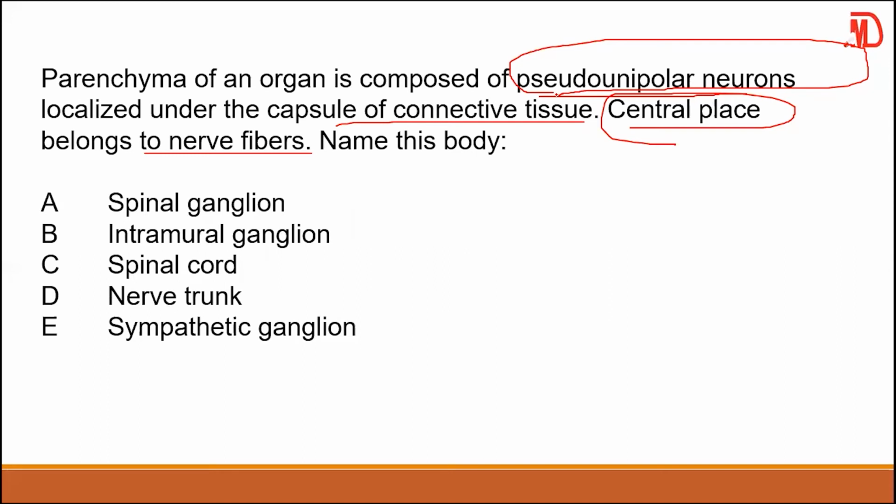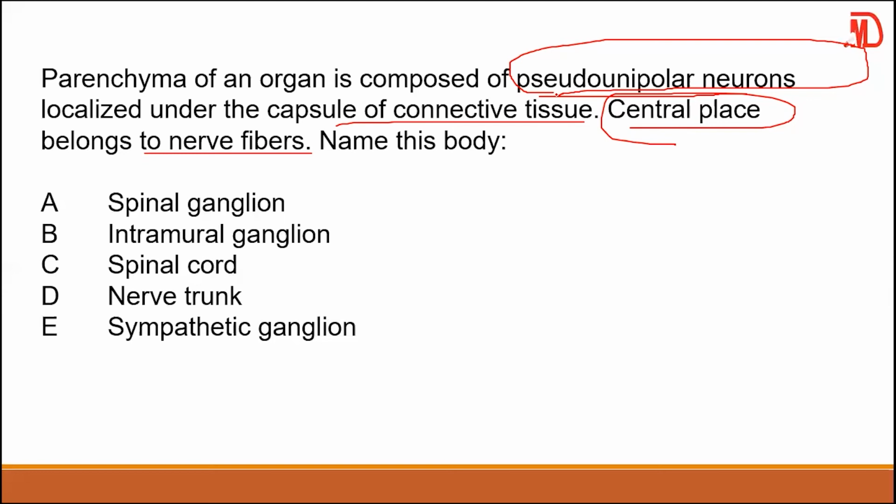The central branch will go to the dorsal column of the spinal cord, where it synapses with other neurons, whilst the peripheral branch will travel through the distal dorsal root into the spinal nerve all the way to the skin, the joint, and the muscles. So please, this is very important for you to understand.